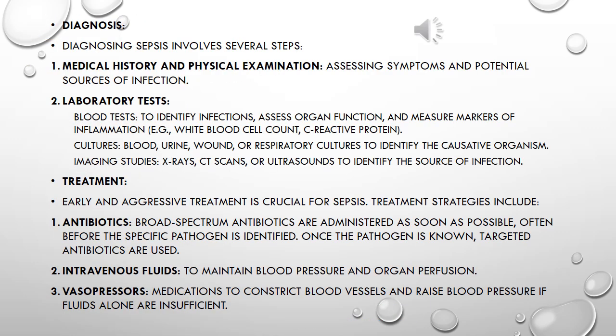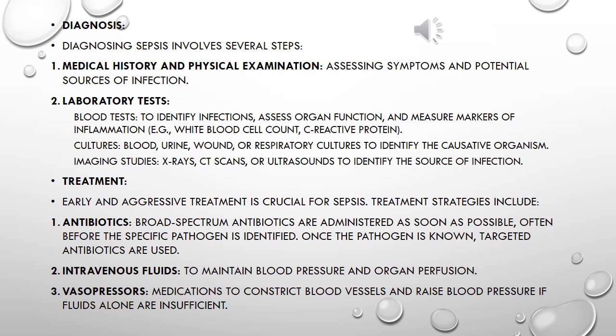Diagnosis. Diagnosing sepsis involves several steps: medical history and physical examination, assessing symptoms and potential sources of infection. Laboratory tests, blood tests, to identify infections, assess organ function, and measure markers of inflammation, e.g., white blood cell count, C-reactive protein. Cultures: blood, urine, wound, or respiratory cultures to identify the causative organism. Imaging studies: X-rays, CT scans, or ultrasounds to identify the source of infection.